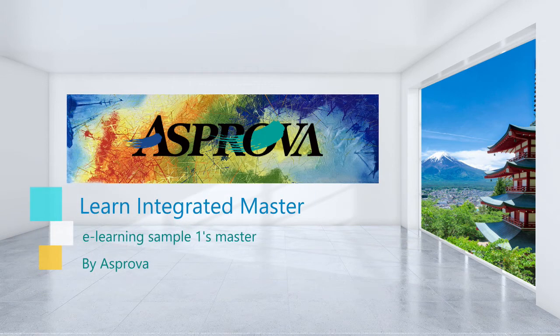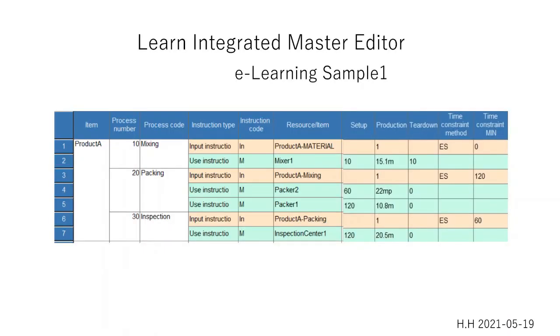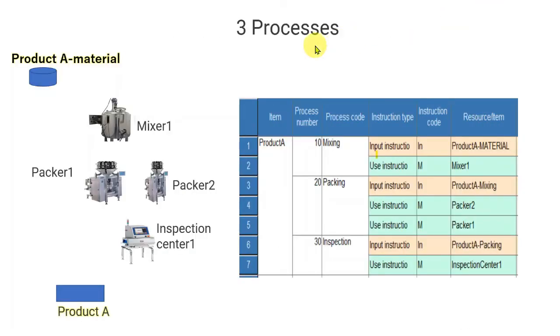Learn Integrated Master Editor using e-learning sample 1. This sample has 3 processes to make product A. The input product A material goes into mixer 1.